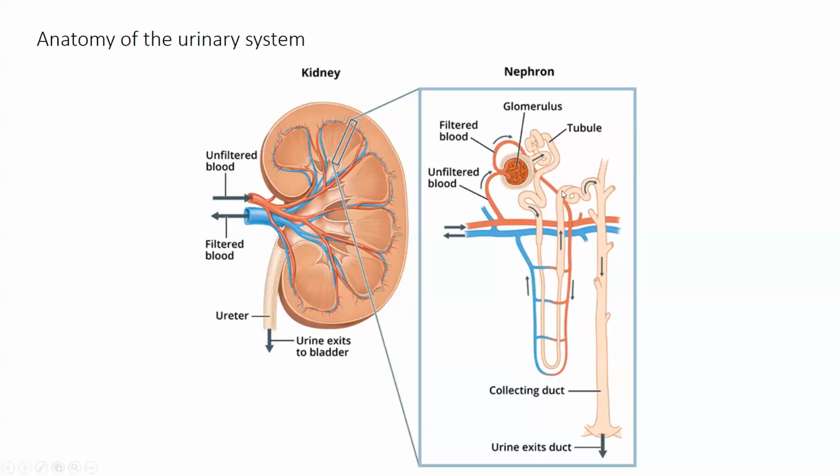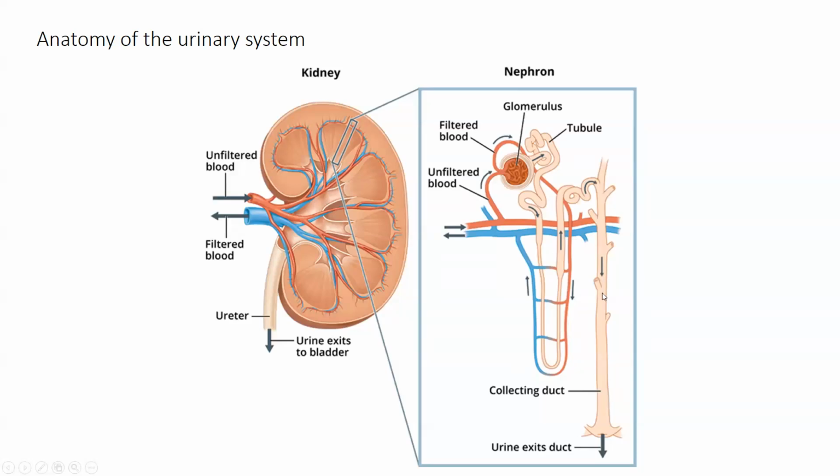And also, you can add stuff to the fluid that you want to get rid of faster. You can secrete more urea into that fluid than originally filtered out of the glomerulus. You can secrete breakdown products of antibiotics into the fluid. So you're changing the composition of that fluid as it flows through this tubule.